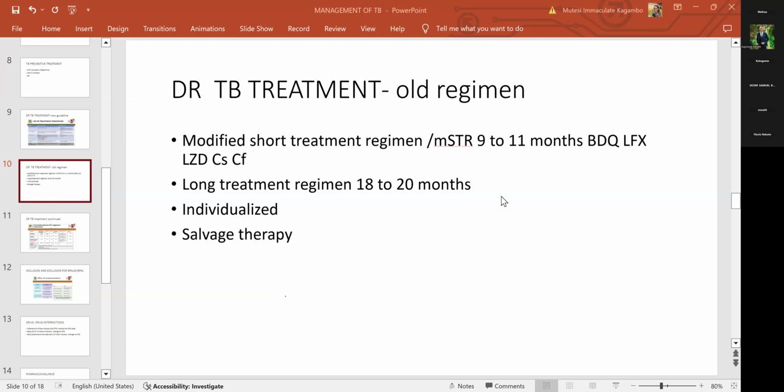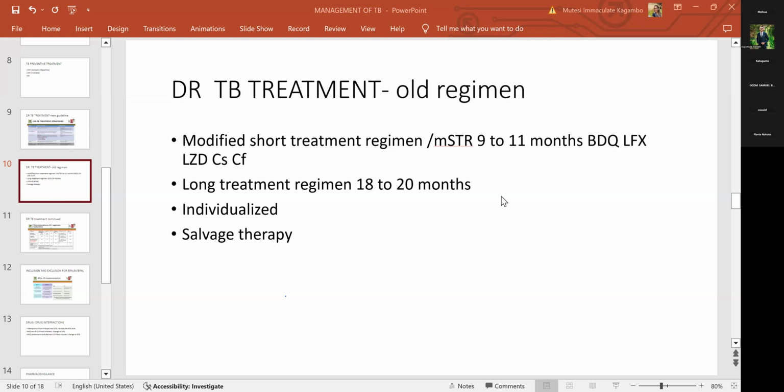You use levofloxacin, you use linezolid, you use... the prognosis. I told you, as you are on treatment, you're constantly going to be giving sputum for culture and sensitivity until you culture convert, until they no longer see any growth from your sputum. That's when you'll be declared to have healed. Okay?